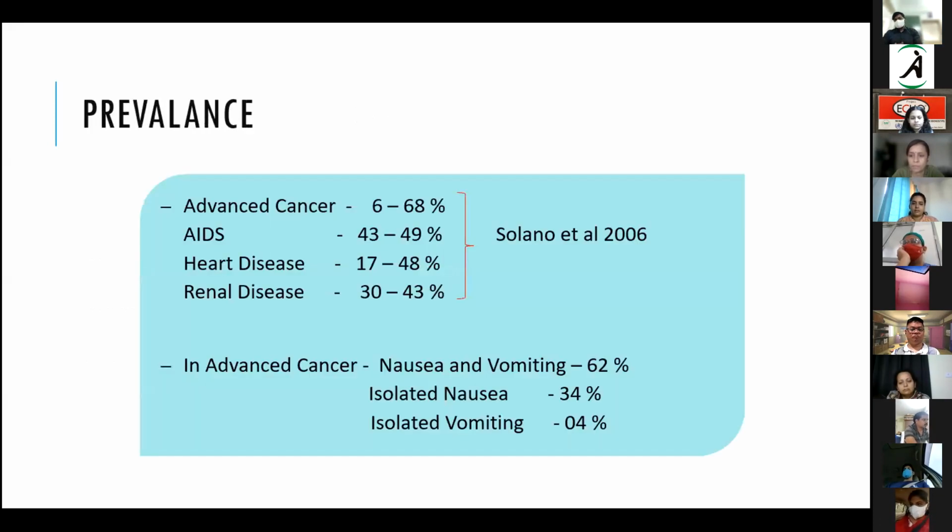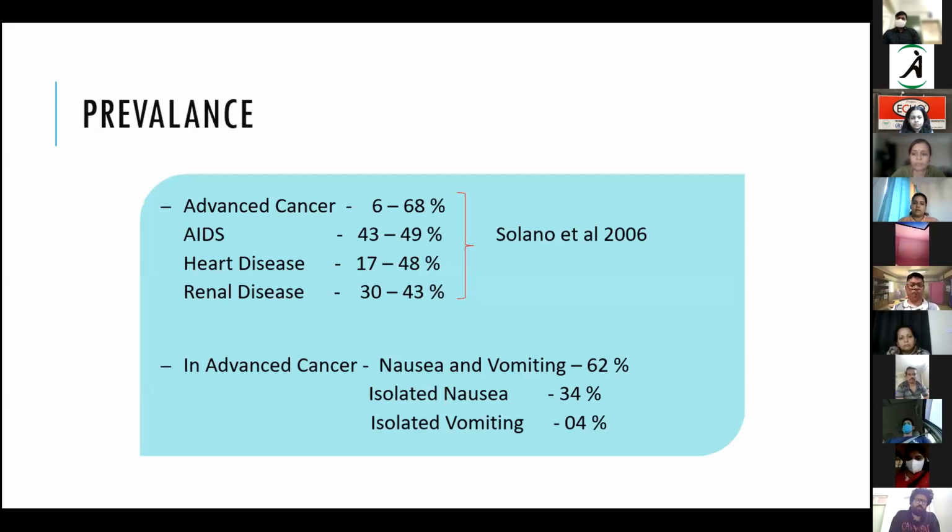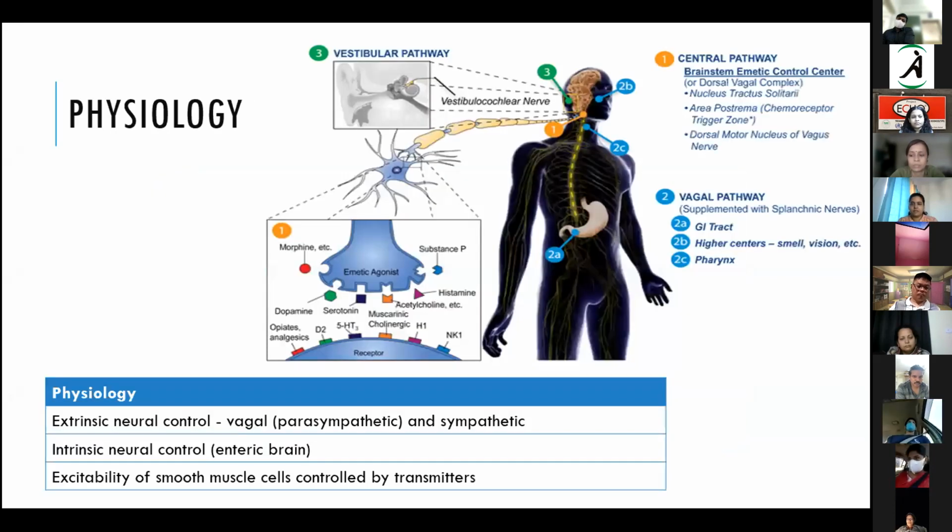Prevalence in advanced cancer ranges from 6 to 68%. In AIDS, heart disease, and renal disease, it is persistent in up to a maximum of 50% of patients. Mainly in advanced cancer, you'll find combined nausea and vomiting present in 62%, isolated nausea in only 34%, and isolated vomiting in 4% of patients. So now comes the part of assessment.